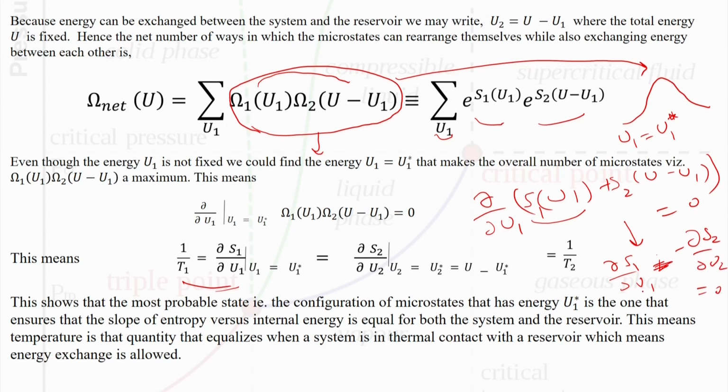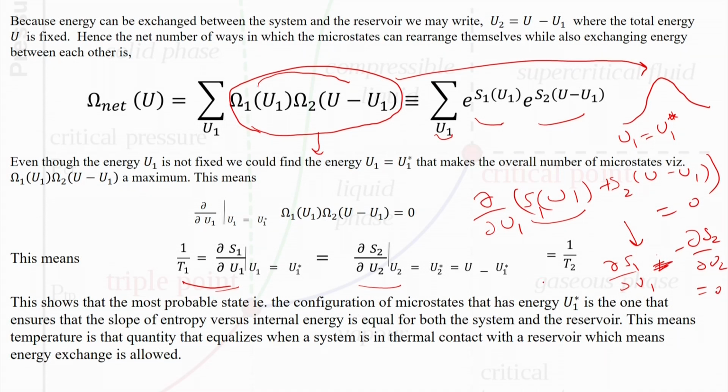So, the extremum is achieved when you equate the slope of the entropy with respect to the internal energy of the system and the surroundings. So, recall that this slope is nothing but the thermodynamic temperature, and that is how we have defined thermodynamic temperature. So, now you have a physical meaning for thermodynamic temperature.